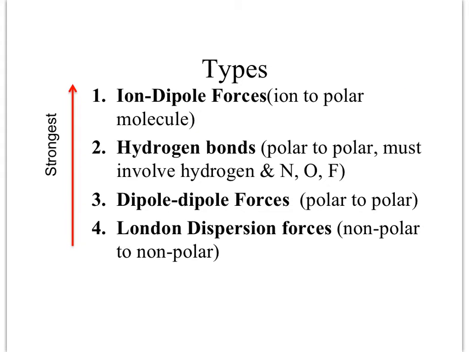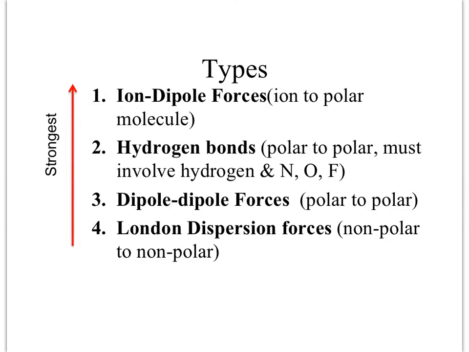So there are 4 different types of intermolecular forces, from strongest down to weakest. We'll talk about each of them. We're going to focus kind of right here, and then a little bit we'll talk about London dispersion as well.